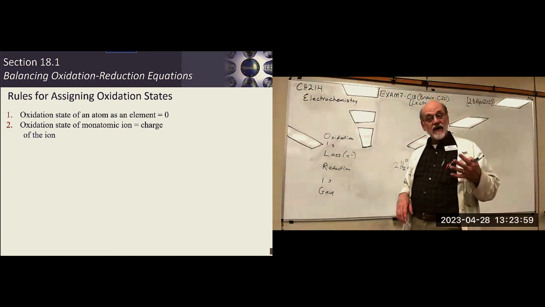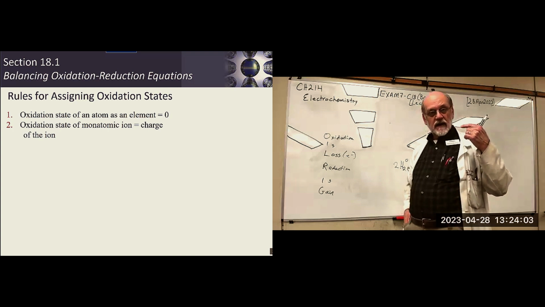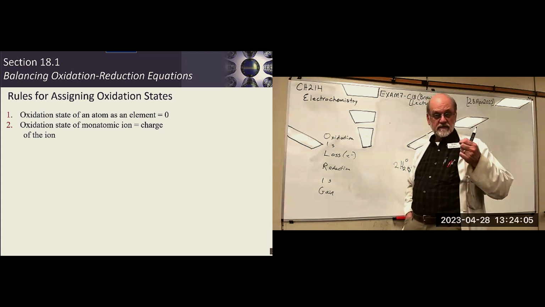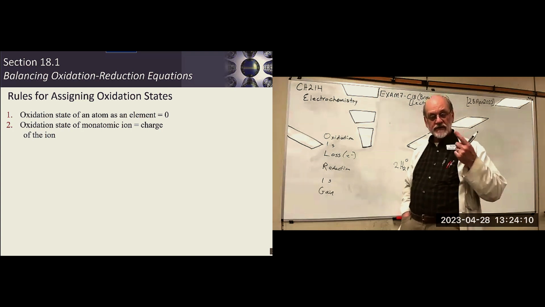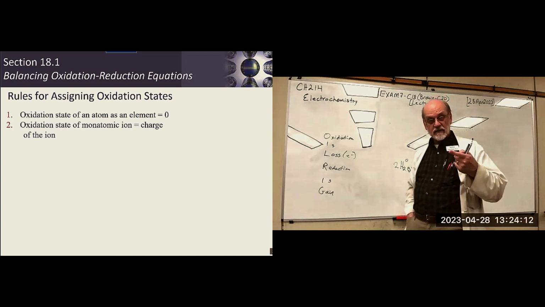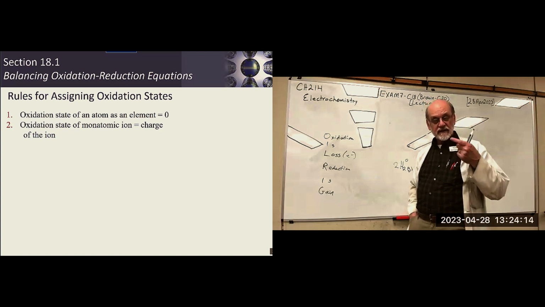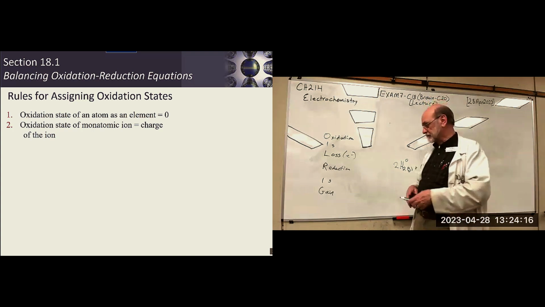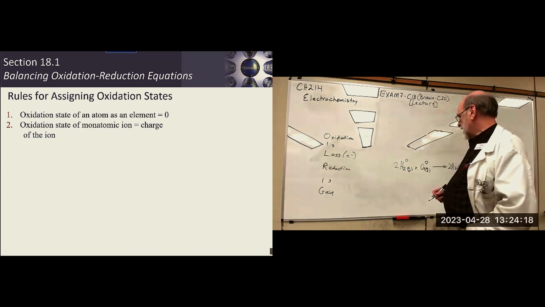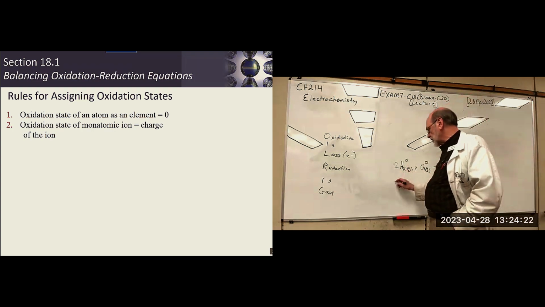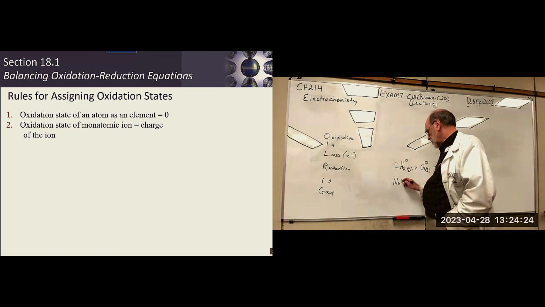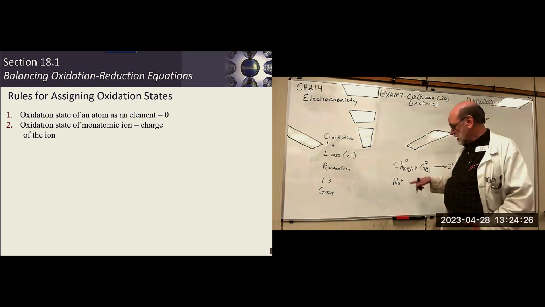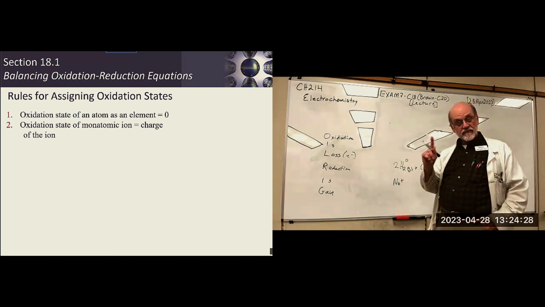If we have some ions involved, then for monatomic ions, where there's only one atom and it's got a charge, the oxidation state on that atom, that element, is the charge. Let's see. I don't know, if we had sodium as a reactant, then its oxidation state would be +1.